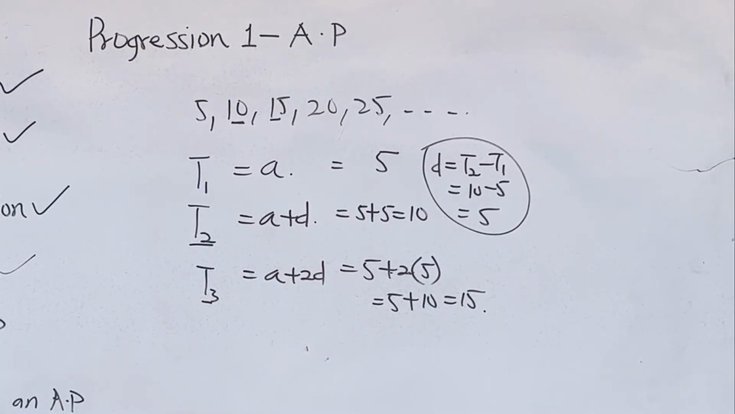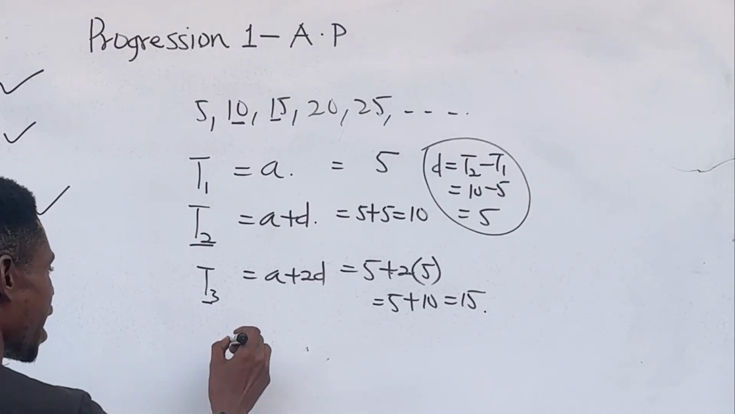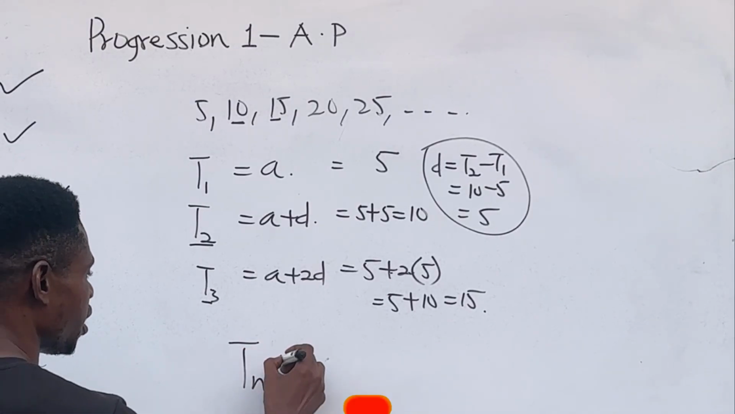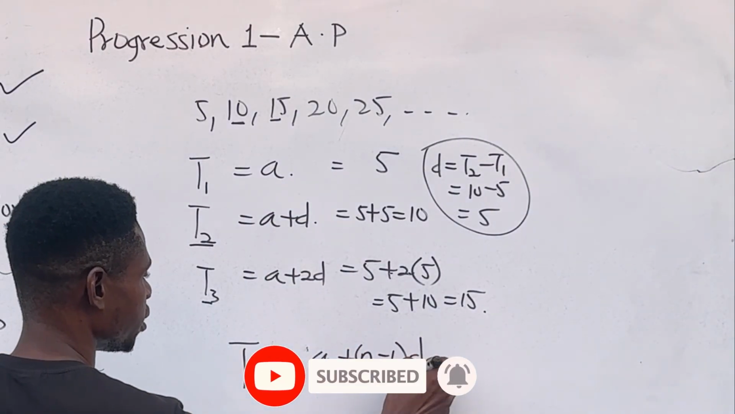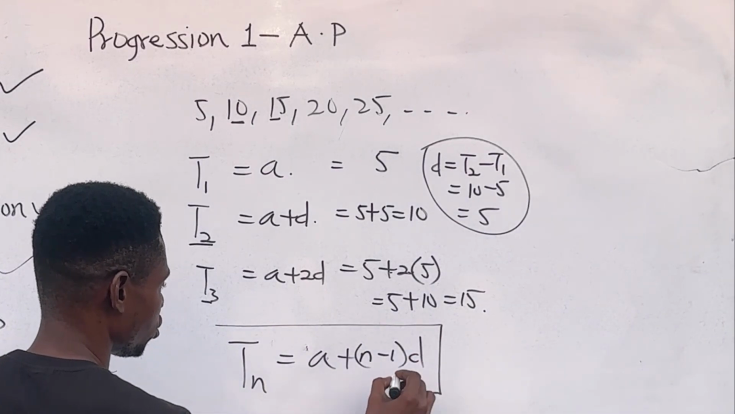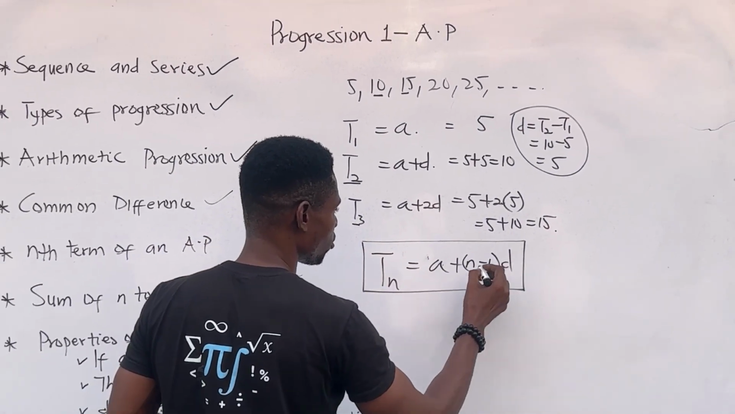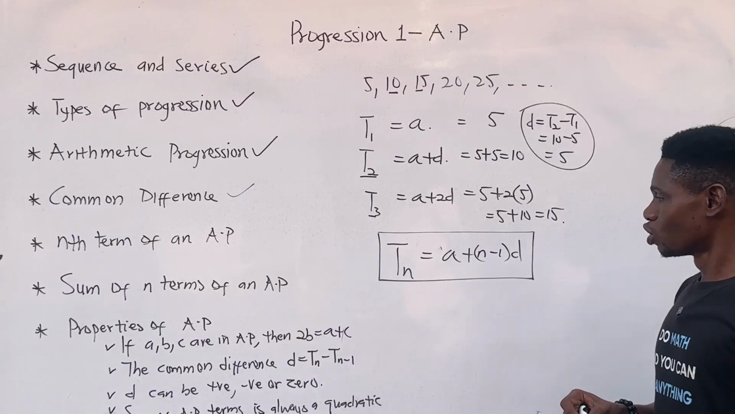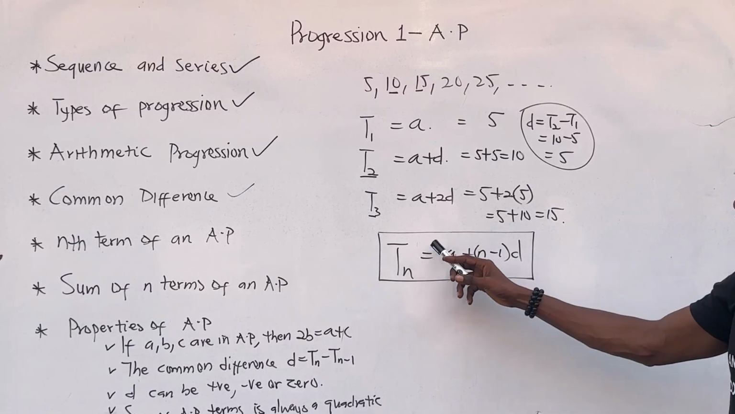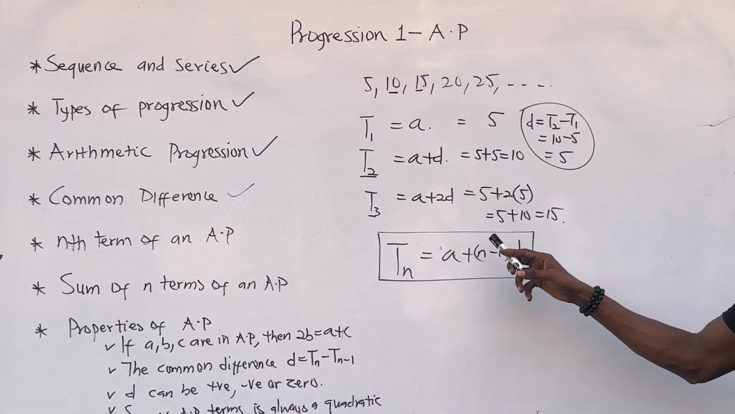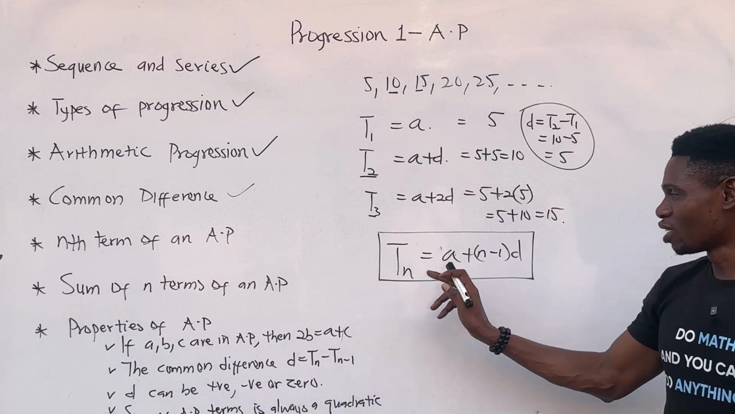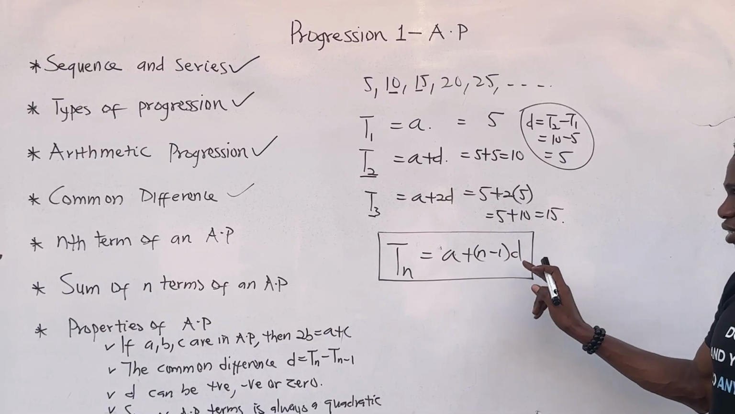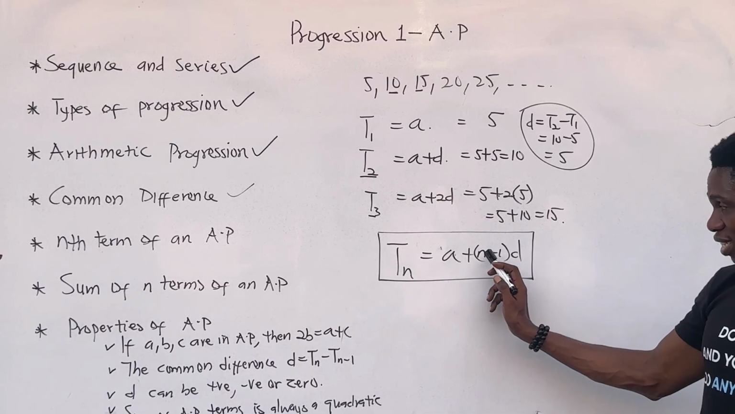Now, this gives rise to the general formula for the nth term of an AP. So the nth term of an AP equals the first term A plus the number minus 1 times D. But relax, I'll explain all the terms in this formula. So the formula says the nth term of an AP is defined as the first term plus the number minus 1 multiplied by the common difference. So just save it in your memory. Tn equals A plus n minus 1 D. So this n is this n.